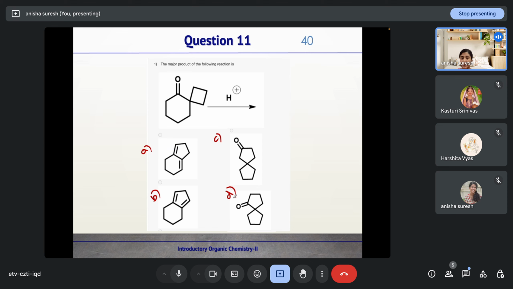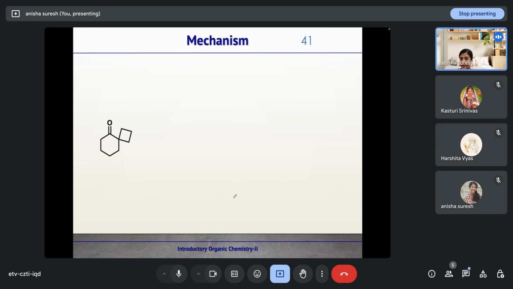It is not A. So here we are having this ketone. Upon treating with acid, the ketone oxygen will get protonated. Now what will happen? This will get migrated to this position. This four-membered ring will open up and it will migrate to this position, neutralizing the positive charge on oxygen.